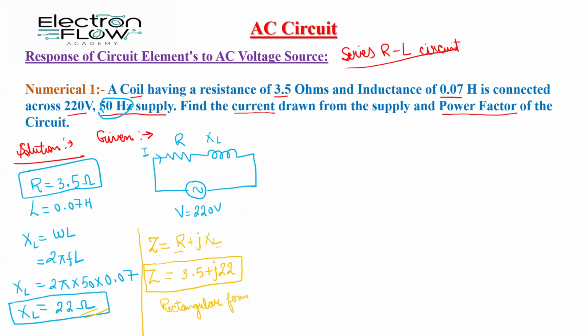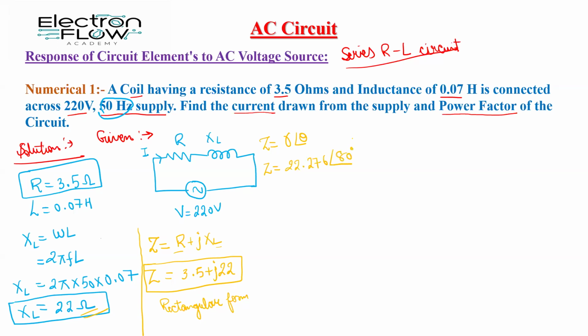Now we need to change this format into the polar form. With the help of a scientific calculator, I have changed this rectangular form into the polar form, and I get the value in terms of R at an angle of theta. So now the value of the impedance is 22.276 at an angle of 80 degree.